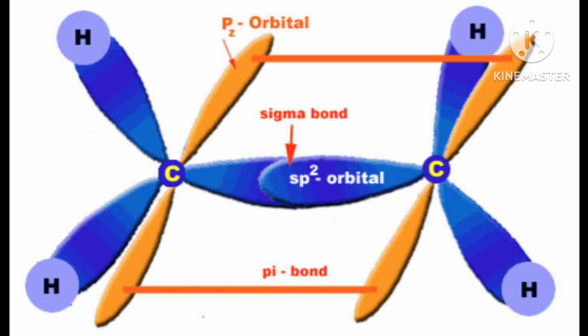The condition is alcoholic potassium hydroxide. Only in the presence of alcoholic potassium hydroxide, when it is heated, ethyl chloride or C2H5X, ethyl halide, converts to ethylene, with a double bond.